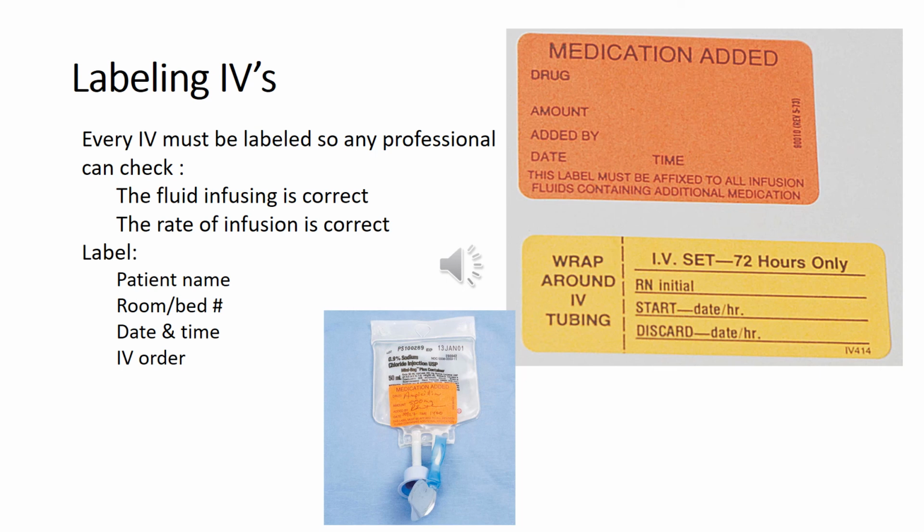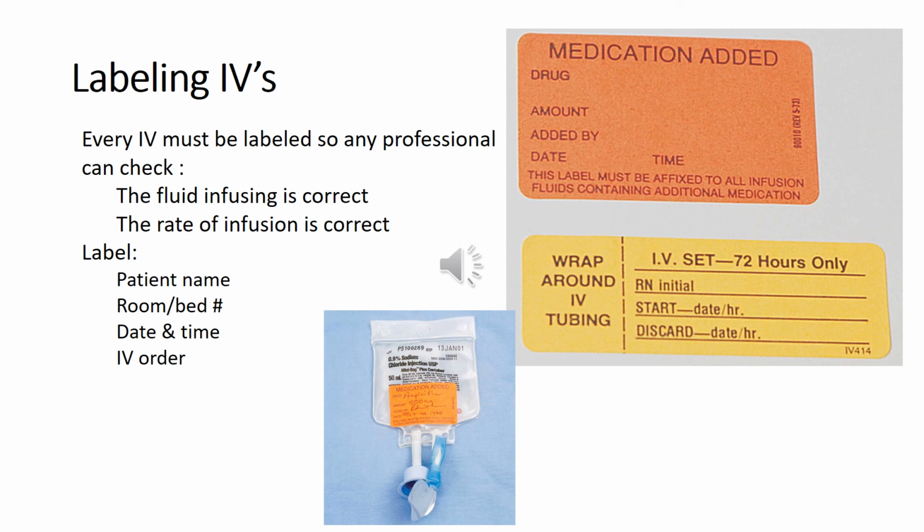They also have pre-printed labels. Some of them will have you go in and print it off. I know, like at Scott City, we're ready to print IV labels. It automatically prints what the medication is, the date, the time, and all that stuff. This little one here, you need to check on the IV tubing. This wraps around the IV tubing.